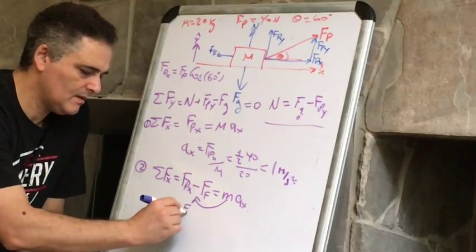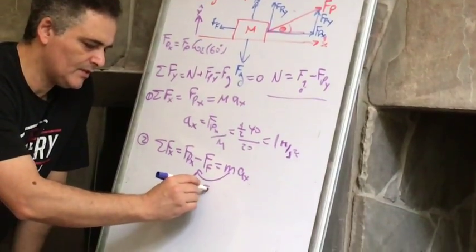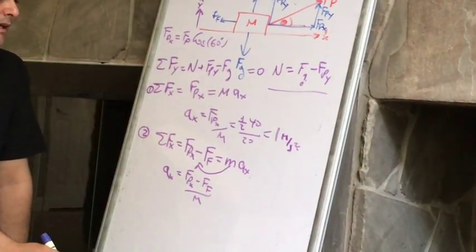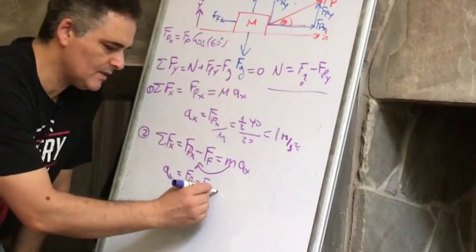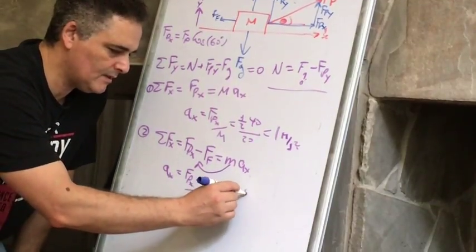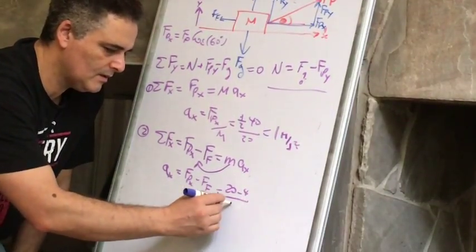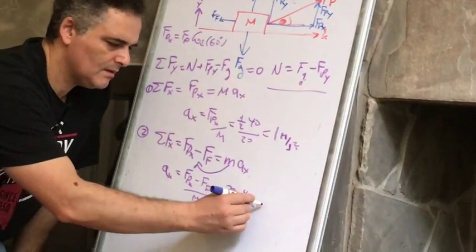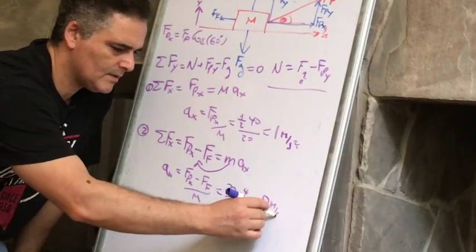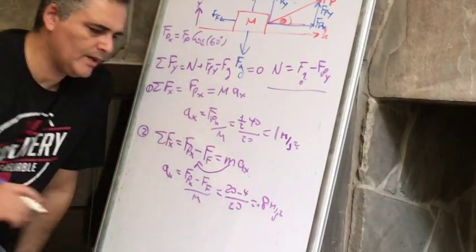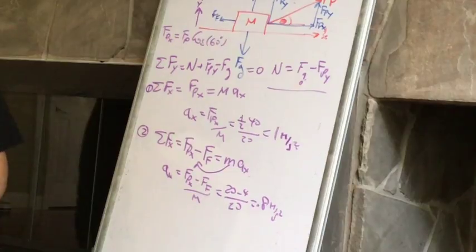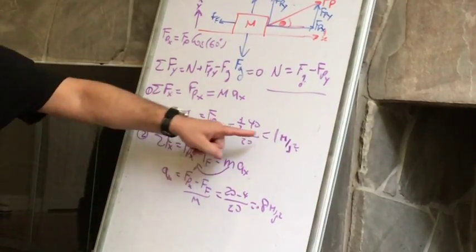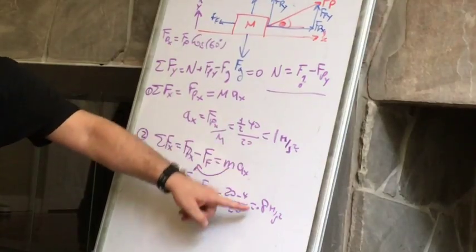equals Fpx minus the force of friction over m. Fpx is 20, so this is going to be 20 minus 4 over 20, which is 0.8 meters per second squared. You notice because there is friction, the acceleration that took place is different. It got less.